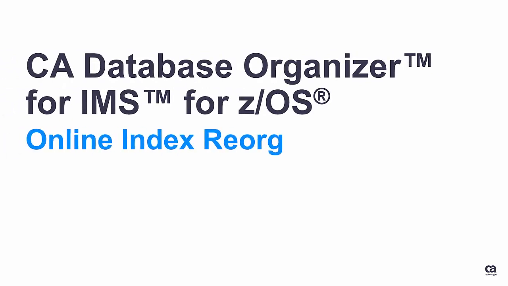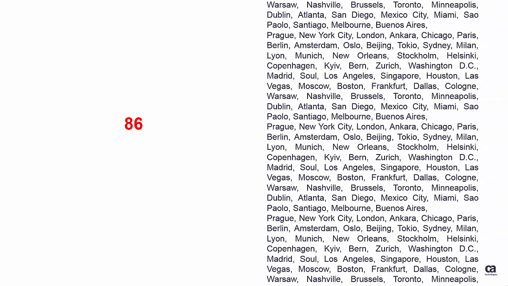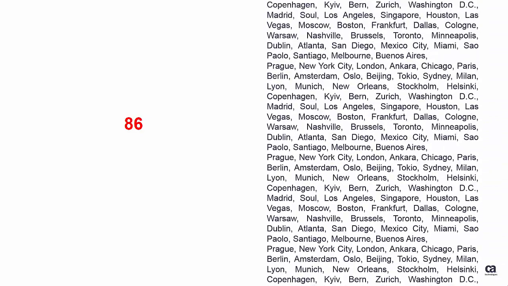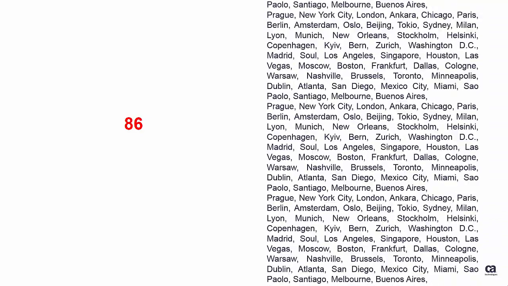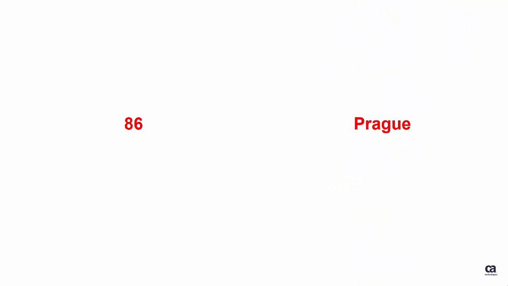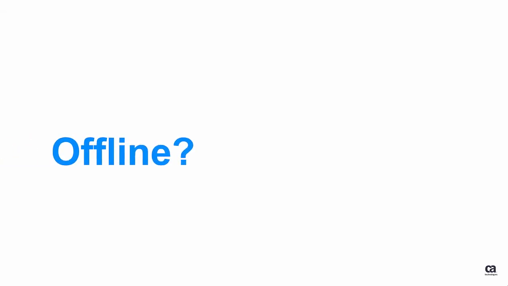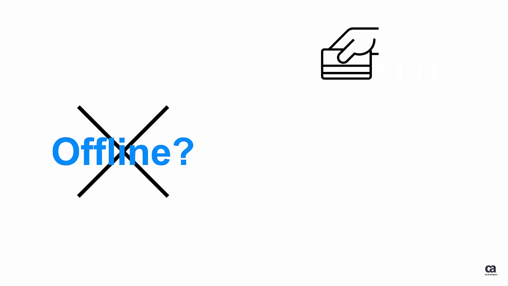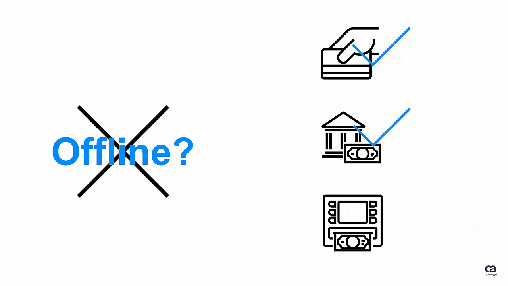Online Index Reorg. As an IMS database user, whether you are using IMS secondary indexes to retrieve records in a particular sequence, or just to quickly locate individual data, you need to make sure that a high performance level is maintained. But in today's online world, the last thing you want to do is take your database offline to perform such essential maintenance. So we would like to introduce you to a new feature in CA Database Organizer for IMS for z/OS called Online Index Reorg.